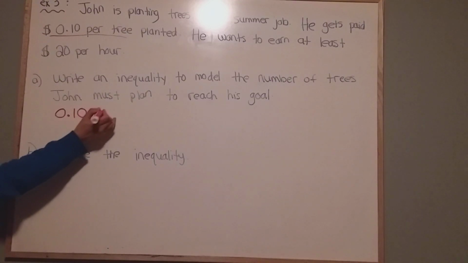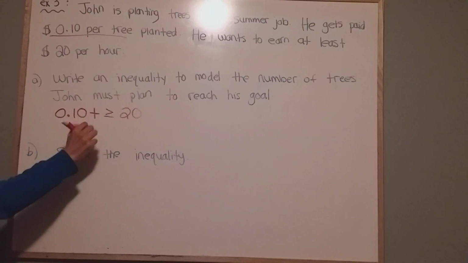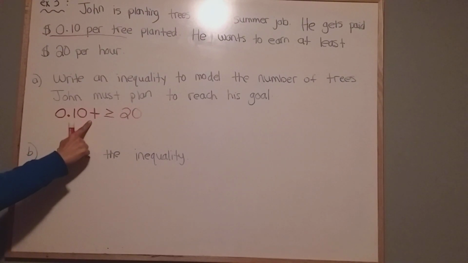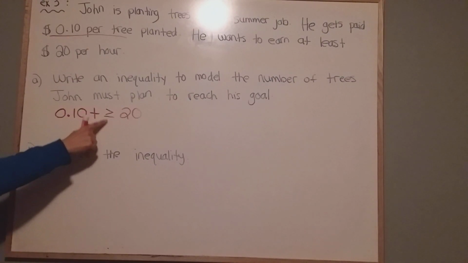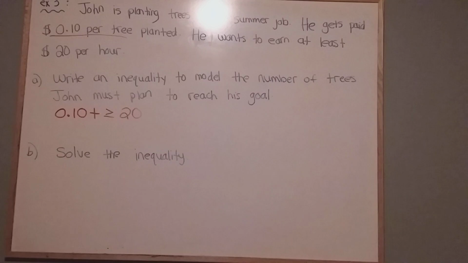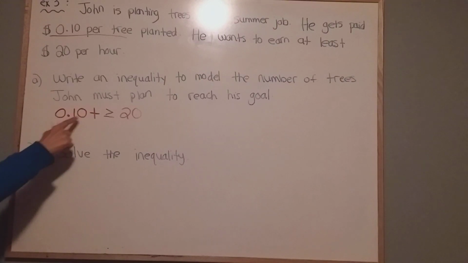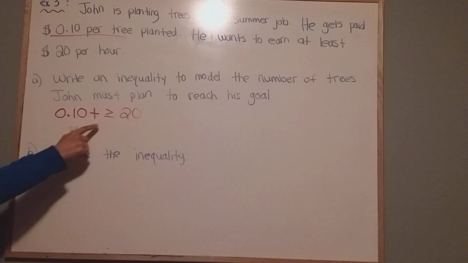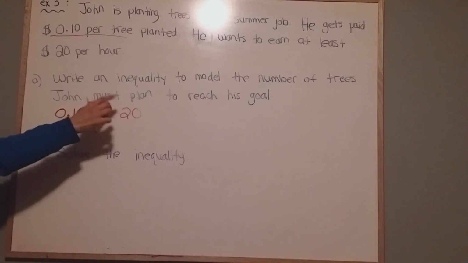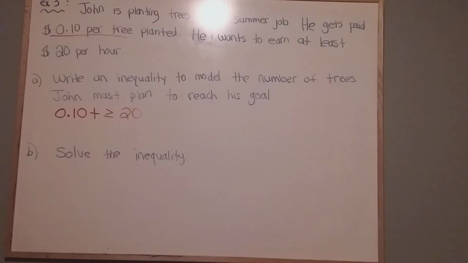So he wants to figure out how many trees he needs to plant to make at least $20 or more. Therefore, my inequality is going to be greater than or equal to. So this becomes your question: 10 cents per tree times t is greater than or equal to 20. This is greater than or equal to because he wants to make at least $20, but more than 20 is okay.